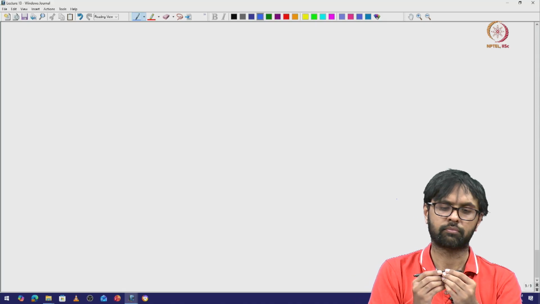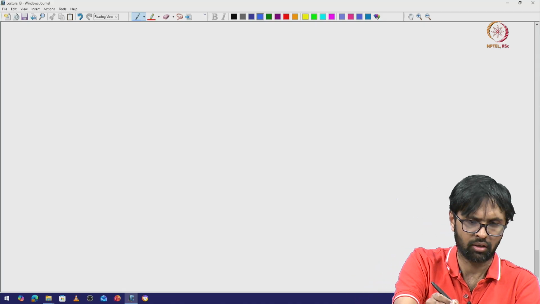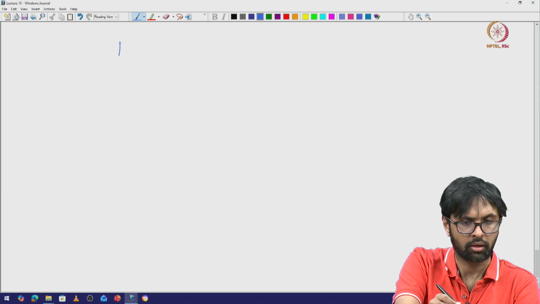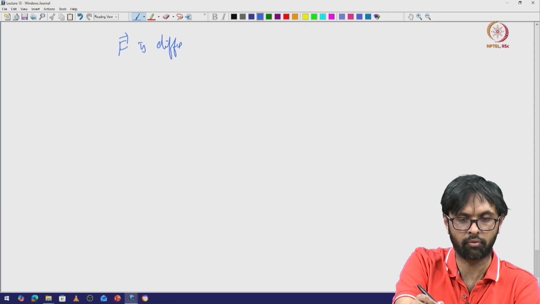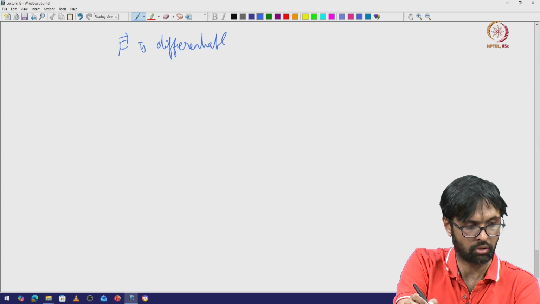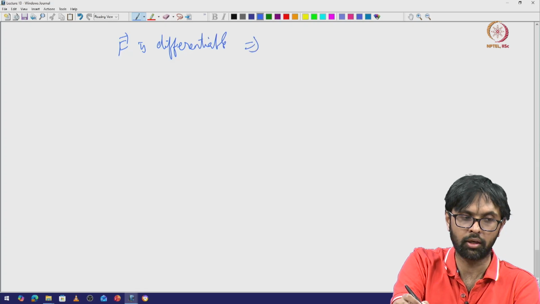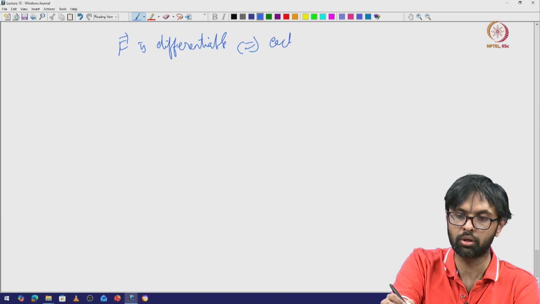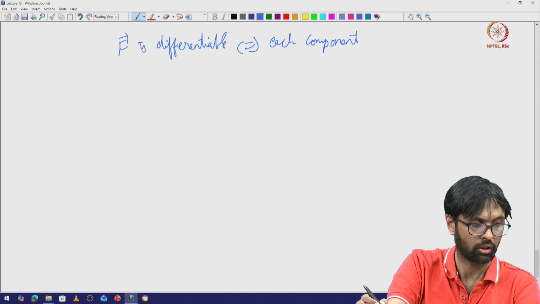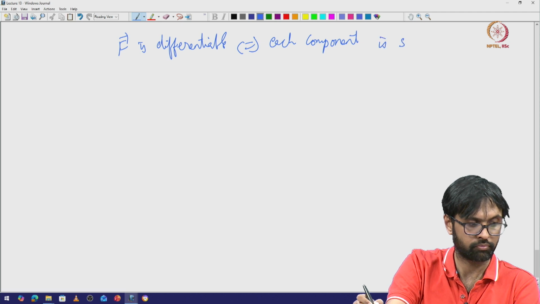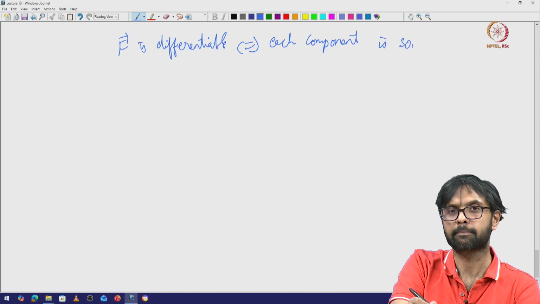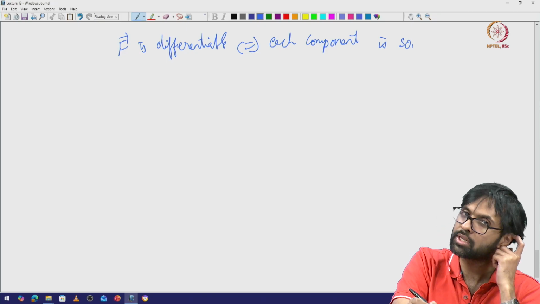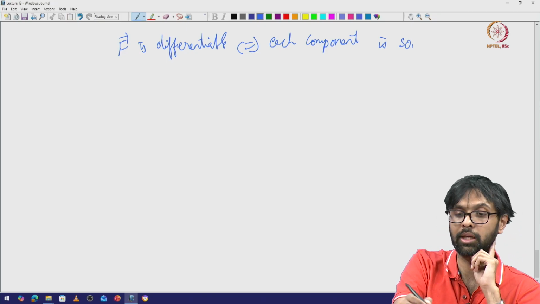All right. So here is an easy lemma. F is differentiable if and only if each component is so, okay? That's not rocket science. I mean, what does it mean for each component to be so?